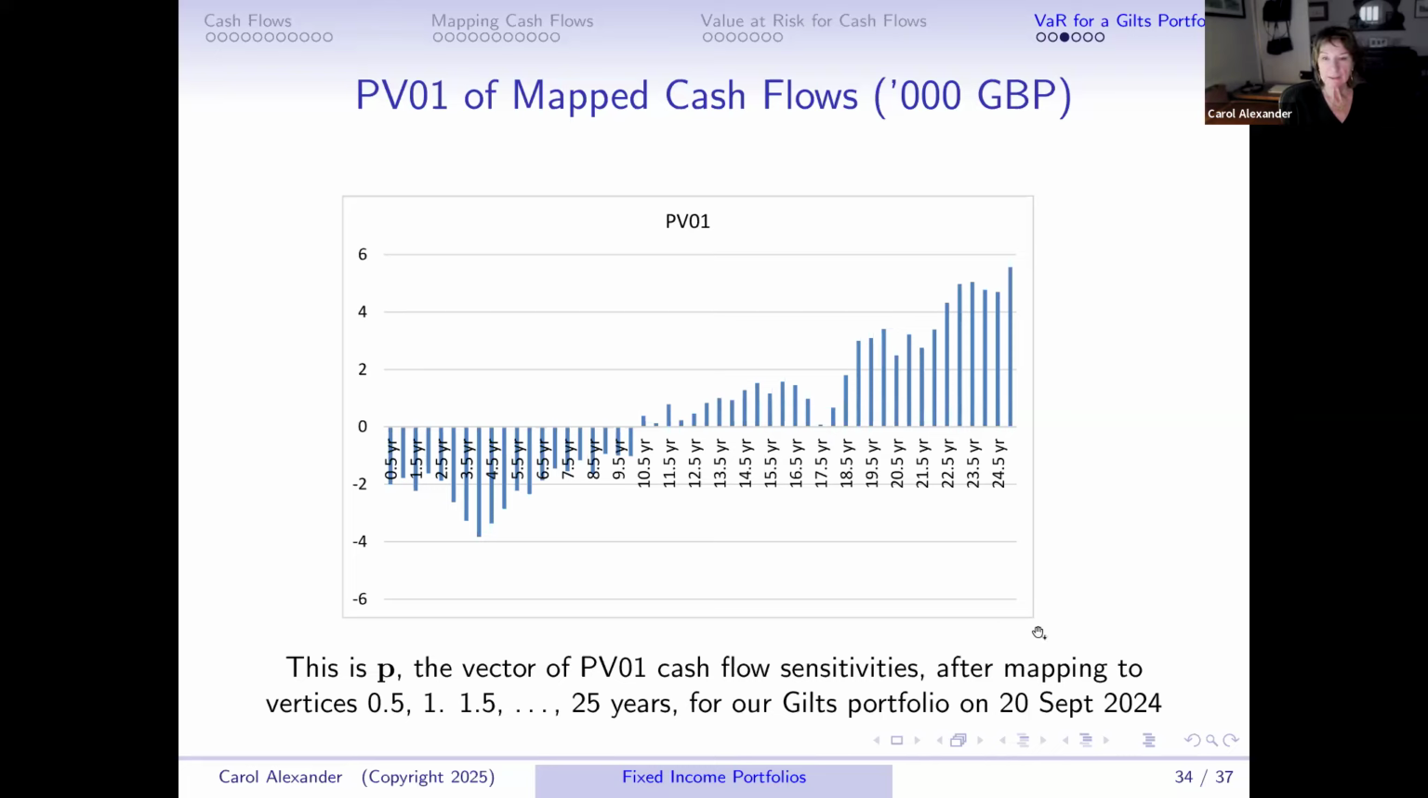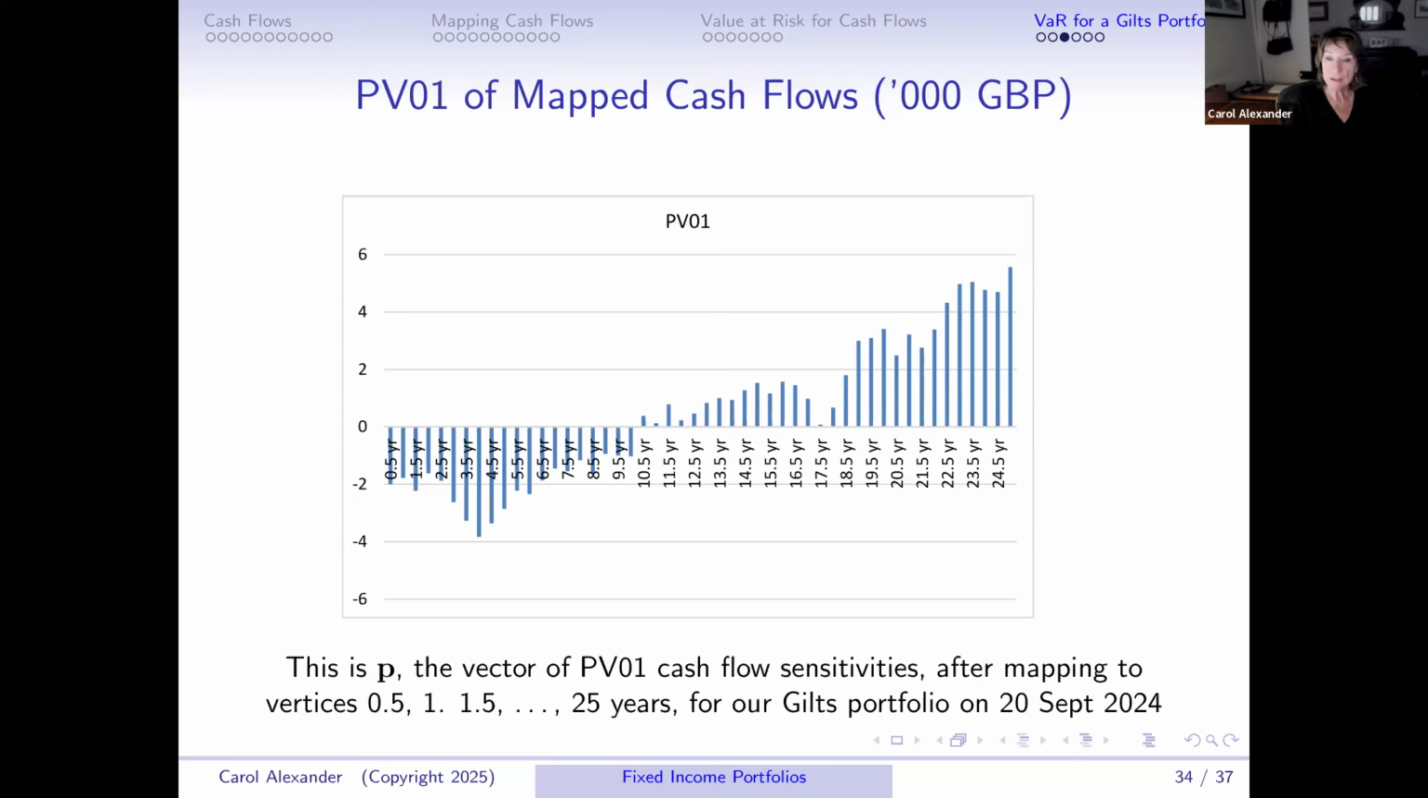And it's on the 30th of September. Sorry, there's a typo there. I'll correct it later. It's the 30th of September. And you can see that we have negative PVO1, which correspond to positive cash flows up to about 10 years, and positive PVO1, which correspond to negative cash flows, net mapped cash flows, above 10 years. So what this tells us is that if there's a 1 basis point increase, we will lose money on these short term, but we will make money on the long term.